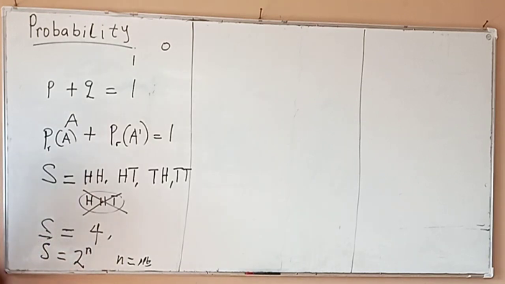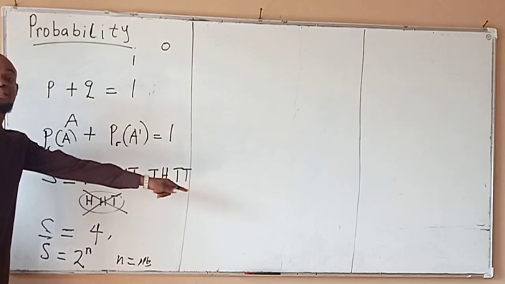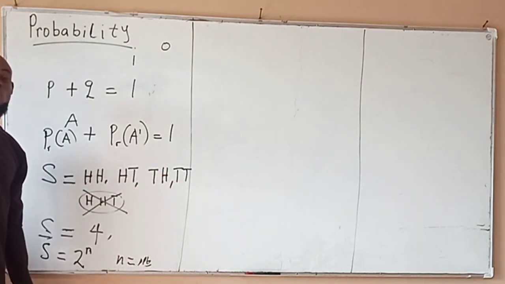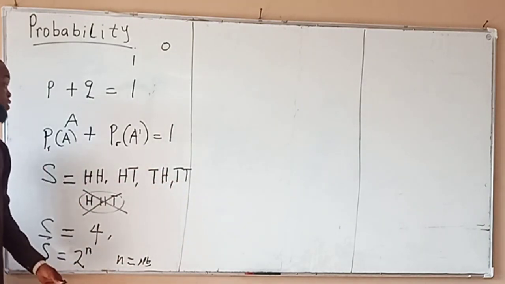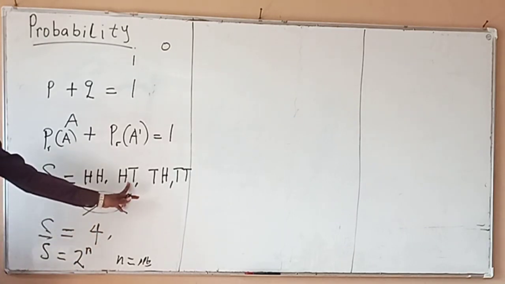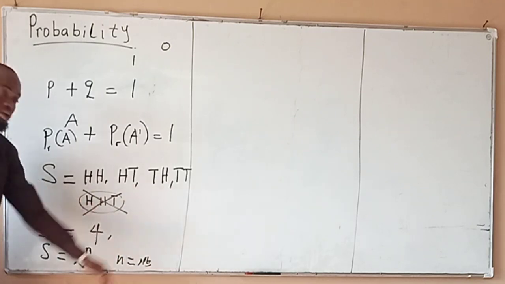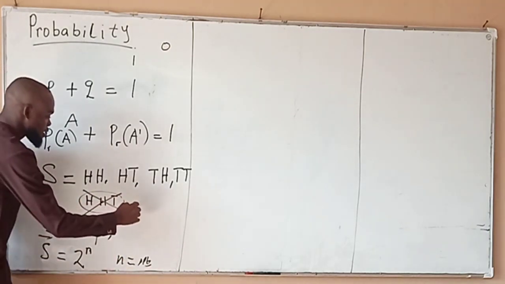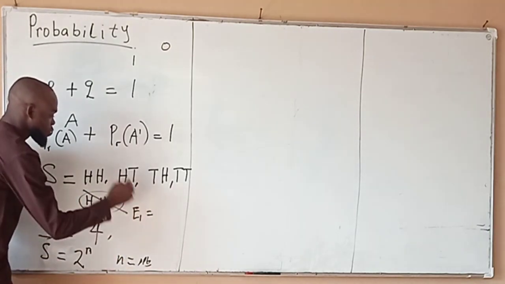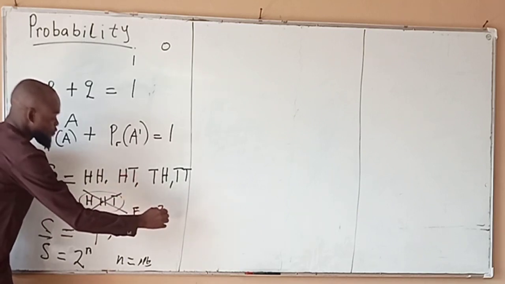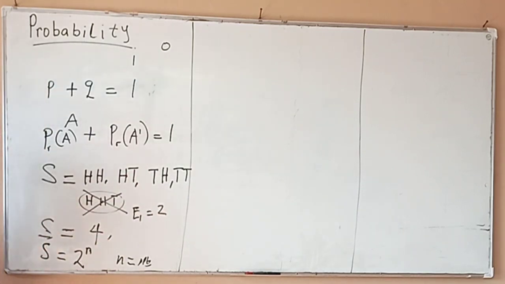Now, the event will be, for example, the event of having 1 head. The event of having 1 head is this and this. There are 2 events of having 1 head. So we have 2 events of having 1 head.